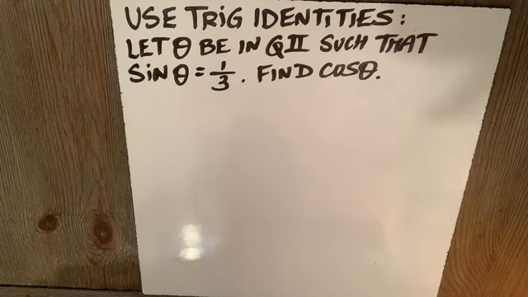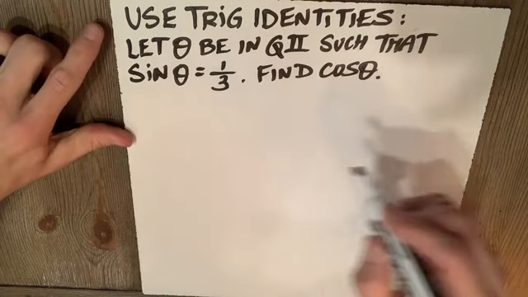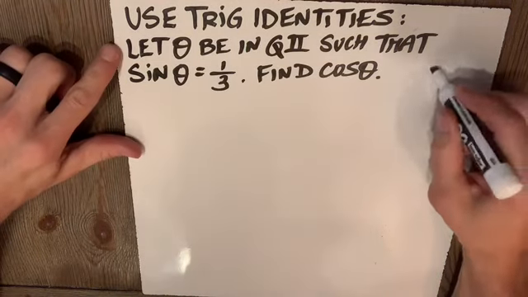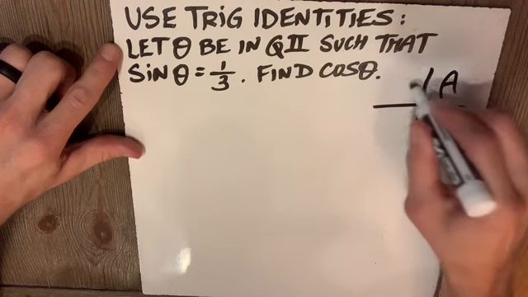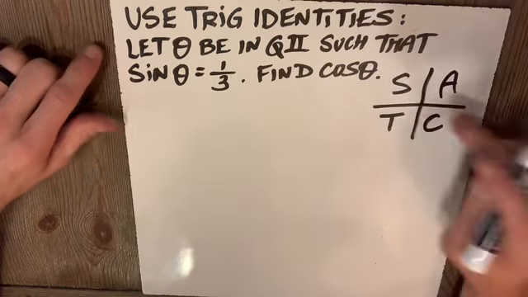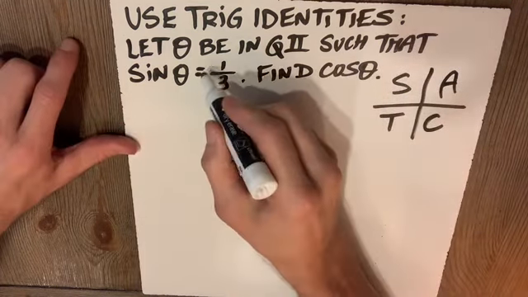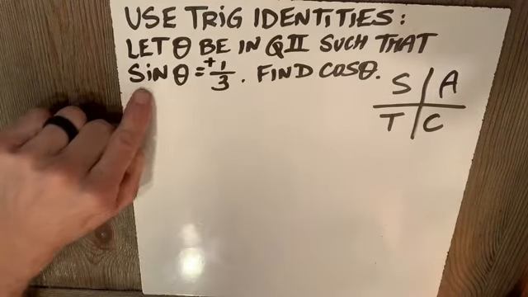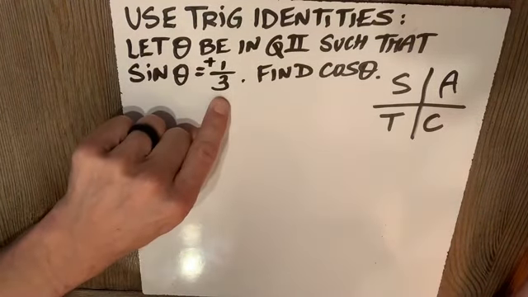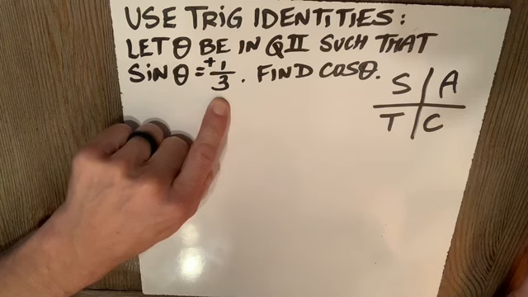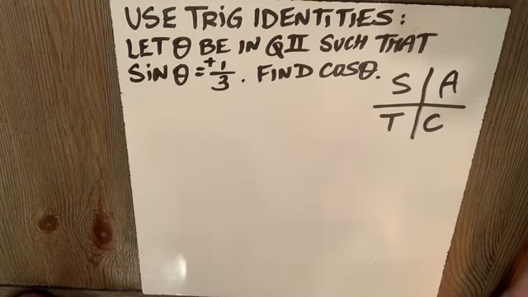Let theta be in quadrant 2. Well, you know what? I know something about quadrant 2. I know ASTC. In quadrant 2, the sign is positive. Am I surprised at all that sine of an angle is the ratio, and the ratio is positive in quadrant 2? Find cosine. How can I link sine and cosine?